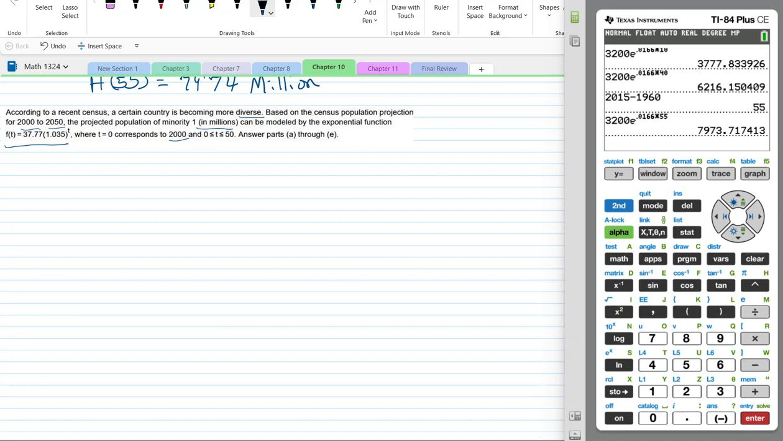So we want first to approximate 2004 minority population. So we want f of 4. If I could read my type right.